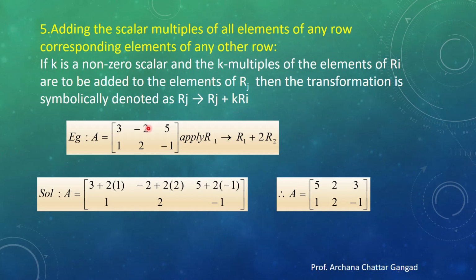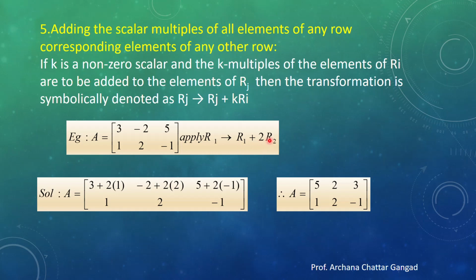Now see the example. Suppose this is your matrix A. There are 2 rows and 3 columns, so the order of this matrix is 2 by 3. Which row operation are we going to apply here? R1. It means the first row will be changed. How will it be changed? R1 plus 2 times R2.